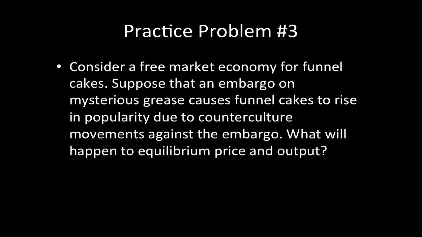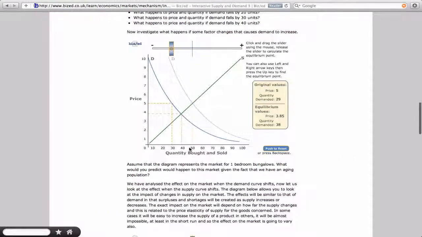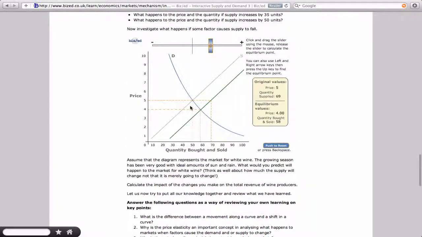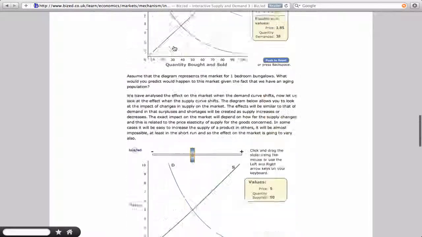Well, the easiest way to do this is to break it down into each of its separate components. So the embargo on mysterious grease is what? It's a shift in the supply of the components. This means that the amount of the component for funnel cakes, the grease, is going to decrease, causing supply overall to decrease. Let's go back down to our supply applet here. Supply is going to drop. And a drop in supply, as you surely know by this point, causes price to increase due to the shortage and causes the quantity bought and sold to decrease because there's just less of it out there.